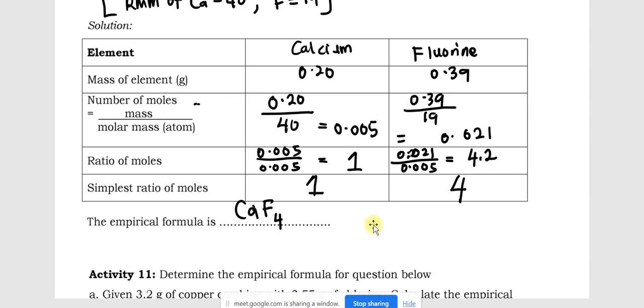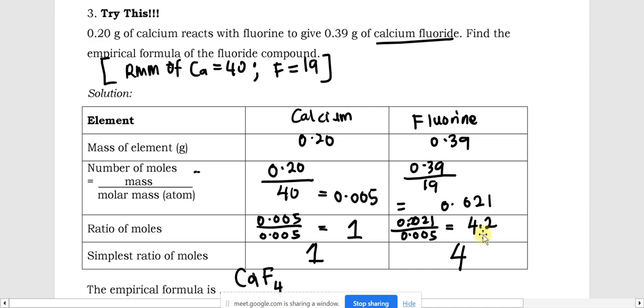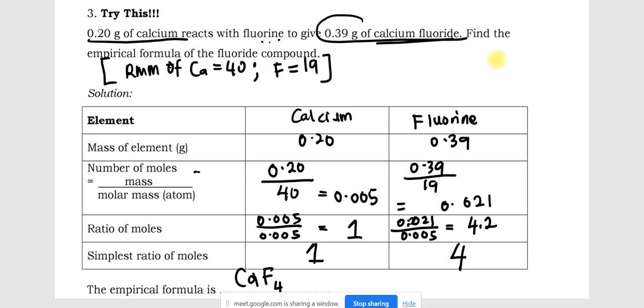Okay, so the answer is correct. Is fluorine really 19? You check. We all got tricked. 0.20 gram calcium reacts with fluorine to give 0.39 of calcium fluoride. It combines. Understand? That's why it's wrong.